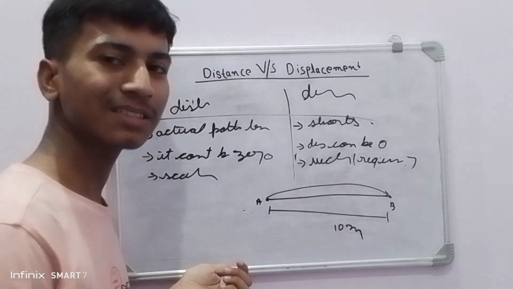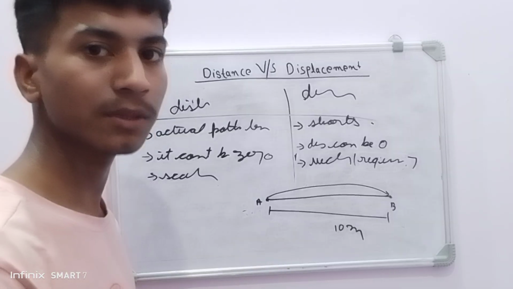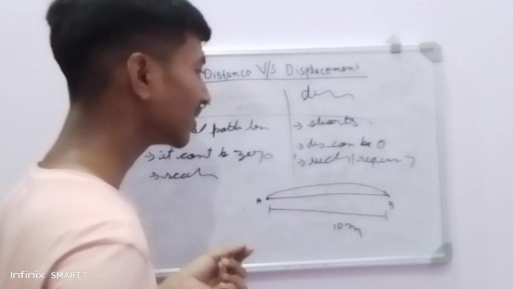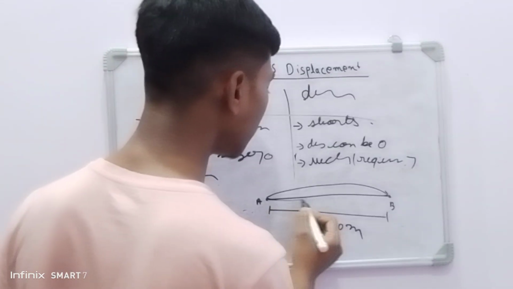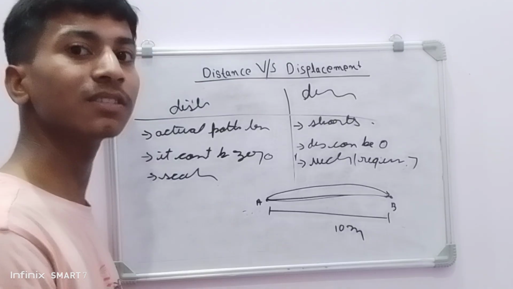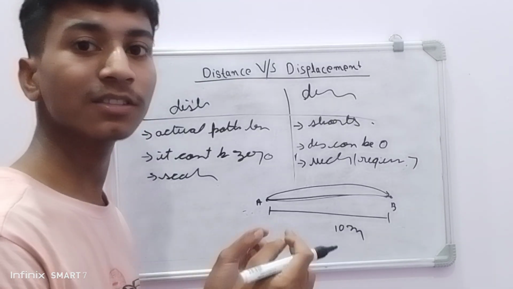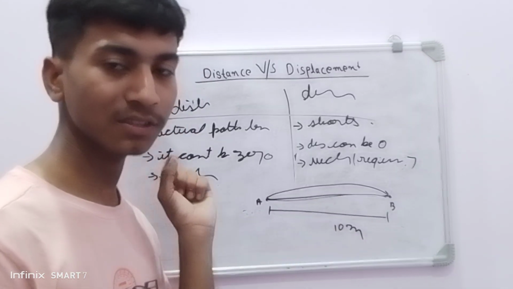So what will be the distance? The distance will be 10 meters. And what will be the displacement? In this case, the shortest distance means joining by a straight line. So this is already a straight line. That means the distance and displacement will remain the same only in the case of a straight line. So in this case, the distance and displacement remain the same.